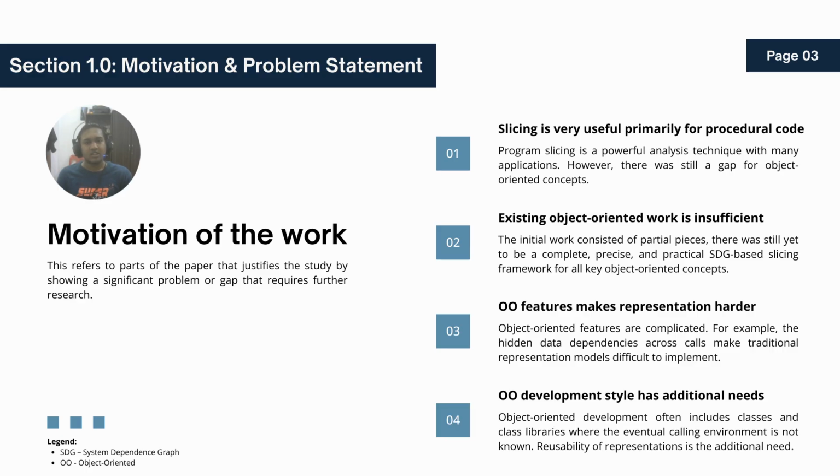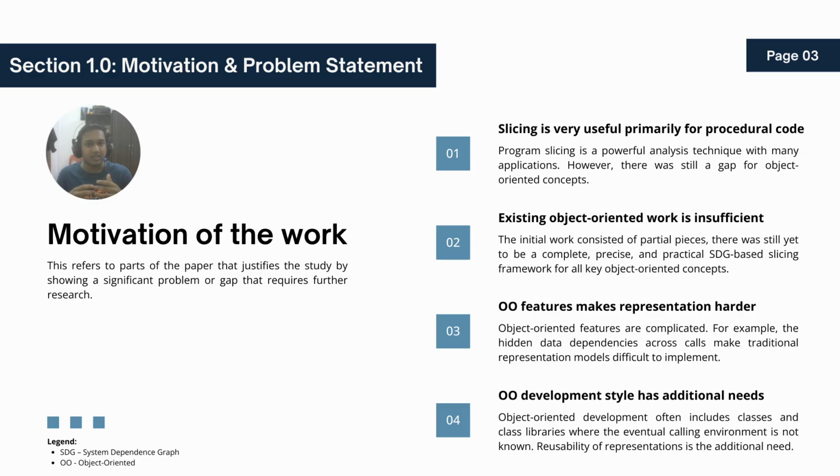Finally, object-oriented development styles create extra needs. In addition to language complexity, there is also the way object-oriented systems are developed. Classes and libraries are often designed and tested long before the final system is assembled. This means we frequently need to slice incomplete systems, perhaps just a single class, or a group of interacting classes, or even a reusable library that will be later incorporated into larger applications.